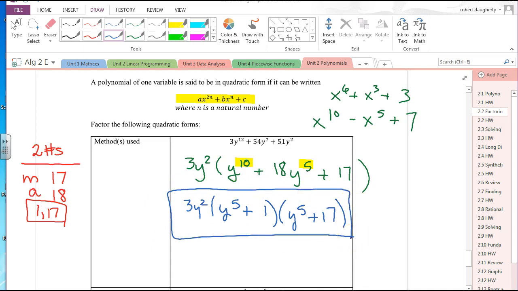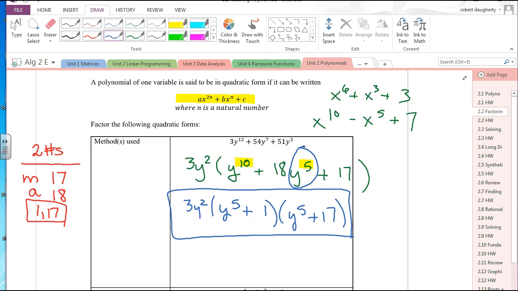I didn't do a substitution, but I could have said let z equal y to the 5th. Then this would be, if z is y to the 5th, z squared plus 18z plus 17, then go back and substitute. Once you recognize quadratic form, whatever this is, that's going to be your factorization. So I find the two numbers. It's y to the 5th plus 1, y to the 5th plus 17. Does everyone see that? Okay.